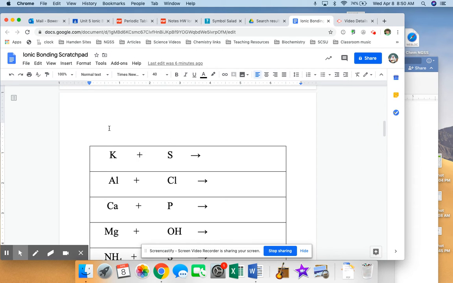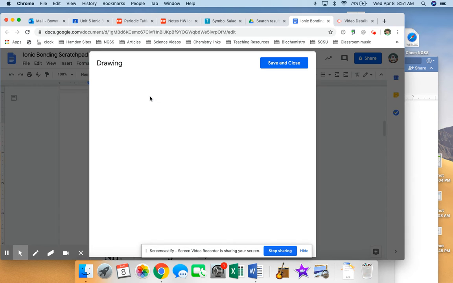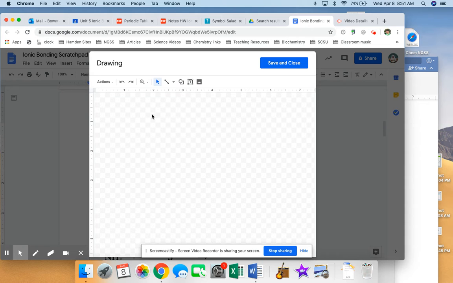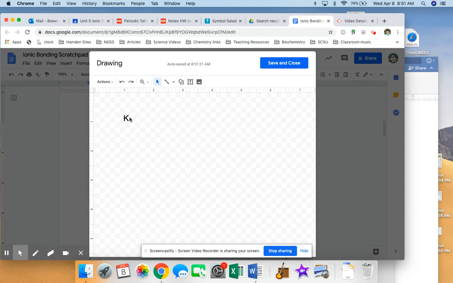So to do that, first I want to remind you that these elements will form charges because they have dot structures. So to show you what that means, I'm going to insert a drawing to show you what's going on. So first off, we have the element K, potassium, and I'm going to make it bigger. Here's our K, potassium. And we have another element, sulfur.